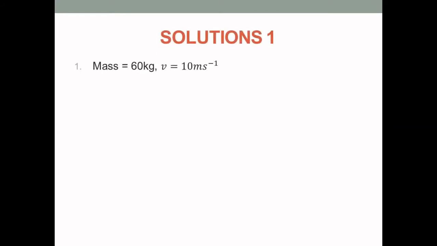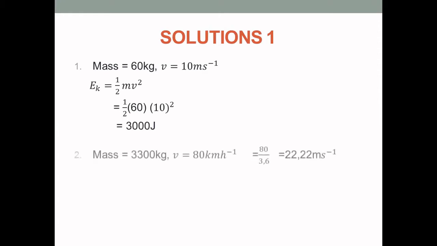Number one, we're given the mass, which is 60 kg, and the speed, which is 10 meters per second. The formula to use is EK equals half mv squared. Then we make substitution. Half times 60 times 10 squared is equal to 3,000 joules.